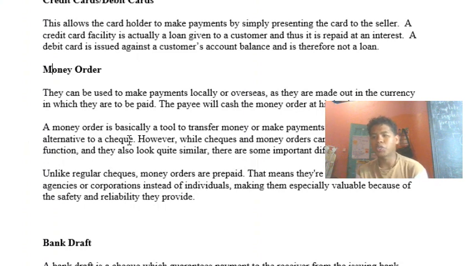So there's a drastic difference between a check and a money order. With a check, sometimes you do not even need to have that money in your bank to make a check deposit. But when it comes to a money order, it's already prepaid, so you don't have to think of paying back anything.